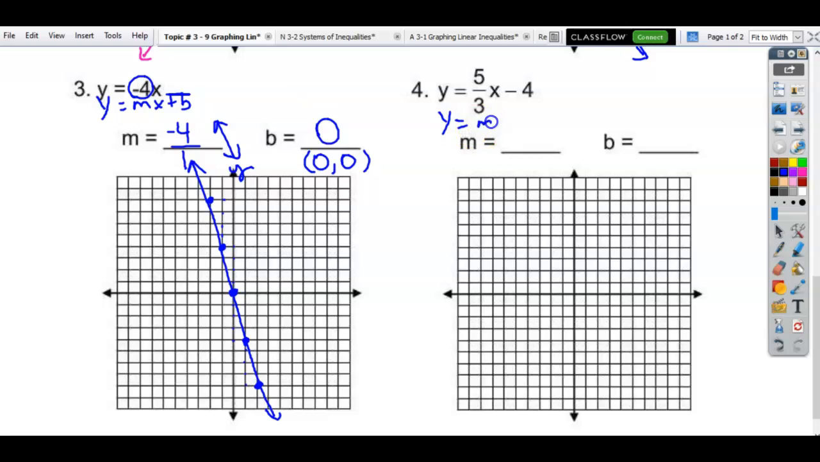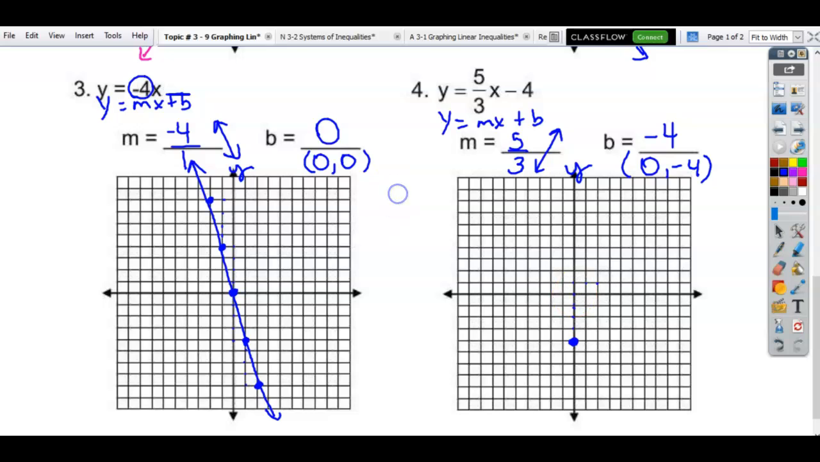Okay, come over here. y equals mx plus b. My m is 5 over 3. This time it's in a positive direction. My y-intercept is negative 4, so it's 0, negative 4. Here's your y. Come down from the origin, 1, 2, 3, 4. Plot that point. Remember, the y-intercept is always going to be on your y-axis. Then I'm going to go up 5, 1, 2, 3, 4, 5.